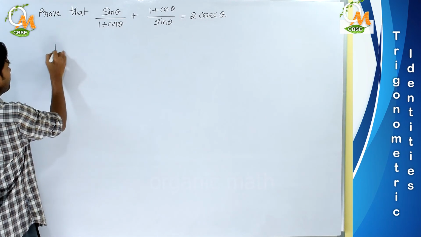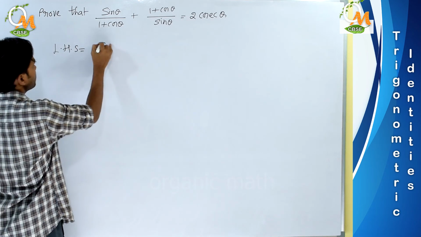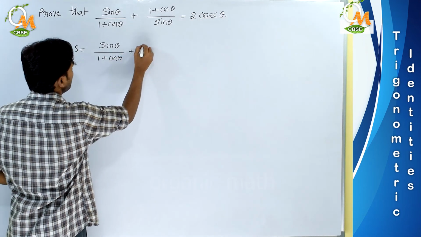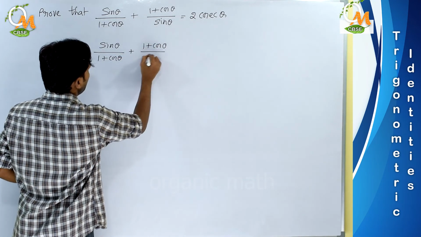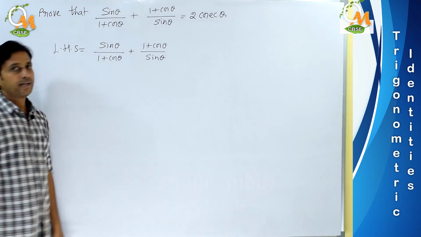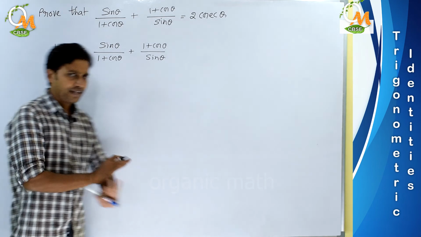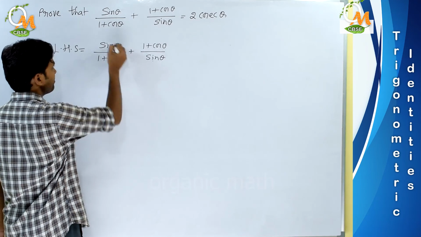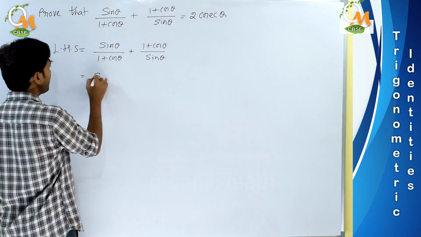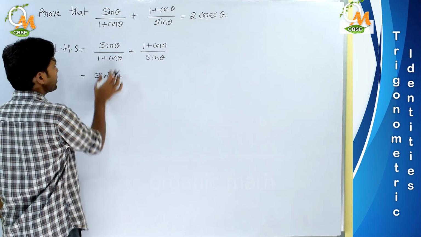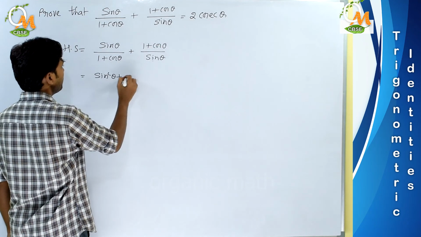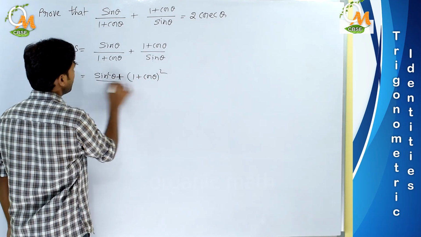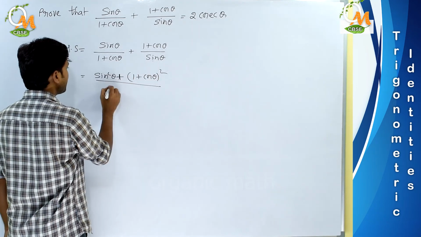See this. LHS part equals sin theta by 1 plus cos theta plus 1 plus cos theta by sin theta. This is your LHS part. You don't need to do anything else, just take the LCM. Sin theta times sin theta, multiplied together, gives sin square theta, plus 1 plus cos theta multiplied with 1 plus cos theta. So we get 1 plus cos theta whole square by 1 plus cos theta into sin theta.